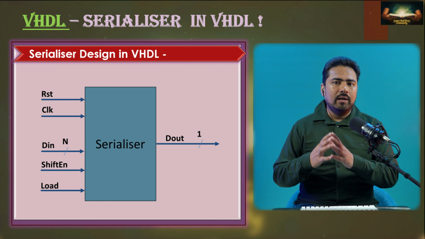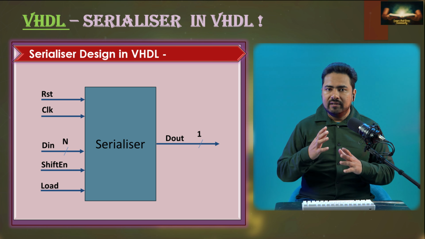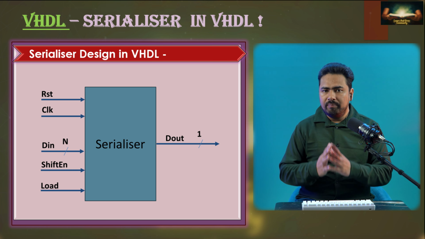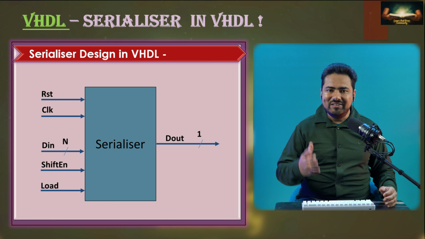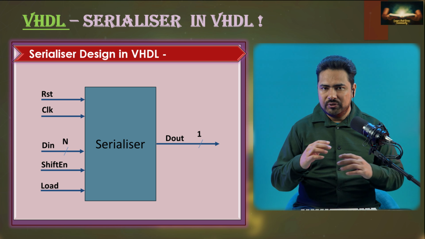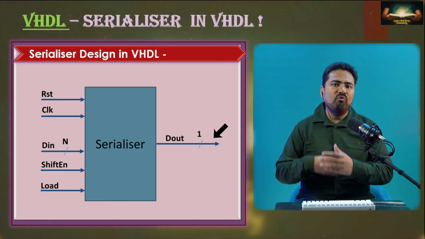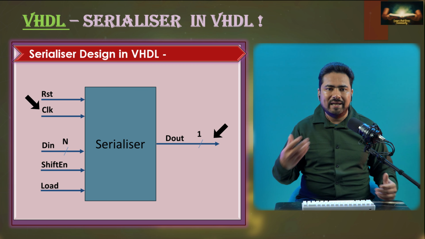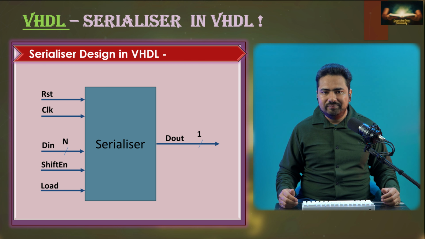Now coming back to the implementation part of the serializer. We need registers or flip-flops to implement a serializer. So in VHDL, we will use a registered process block. It will capture the parallel input data and shift that data one by one at every clock cycle, means it will be synchronized with the clock signal.